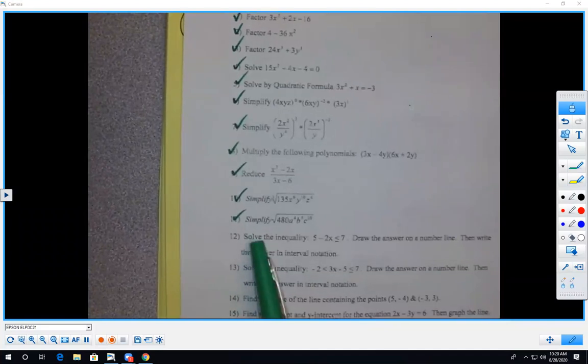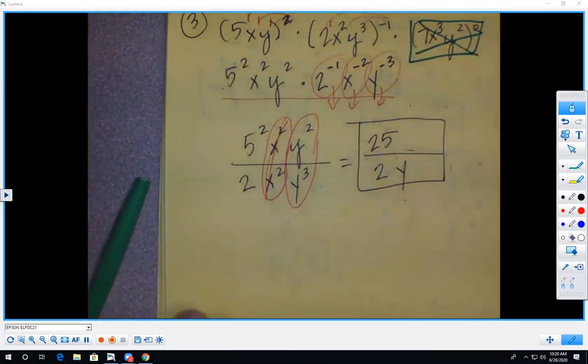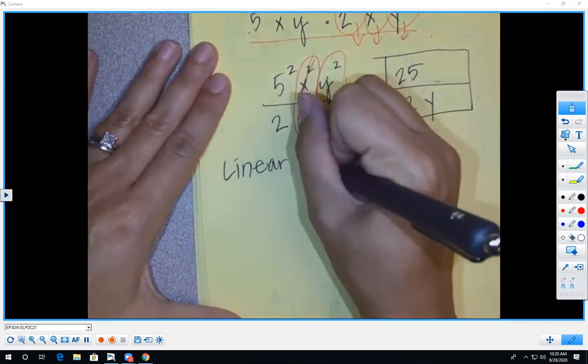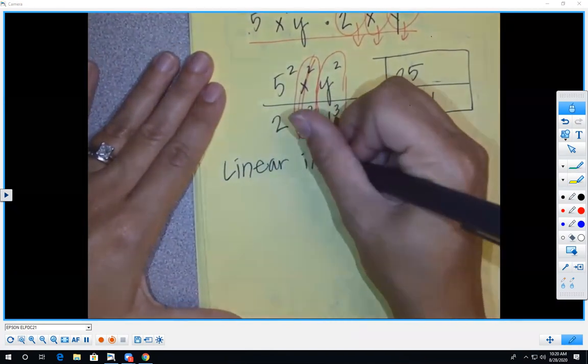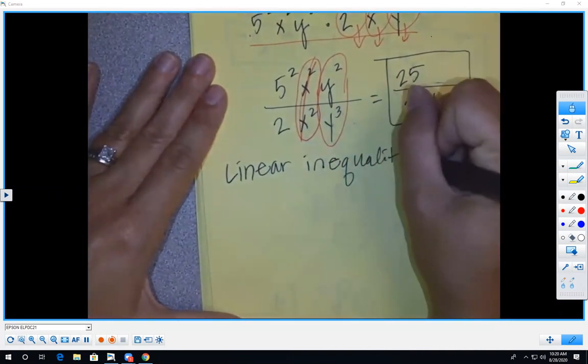We're going to move on to 12 and 13, inequalities. Okay, so linear inequalities. Say again? You said 12 and 13. 12 and 13, yes.